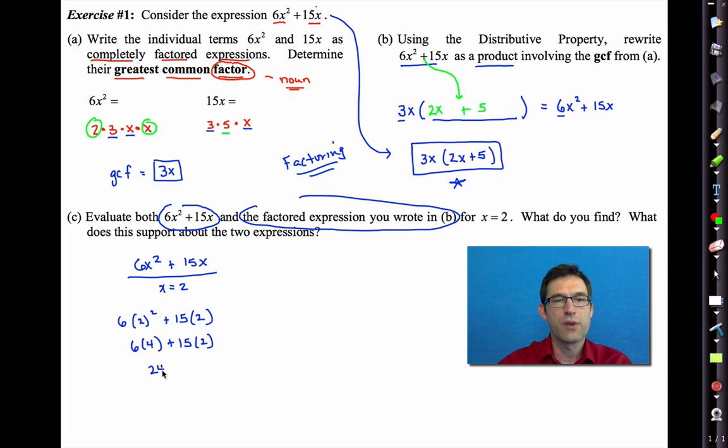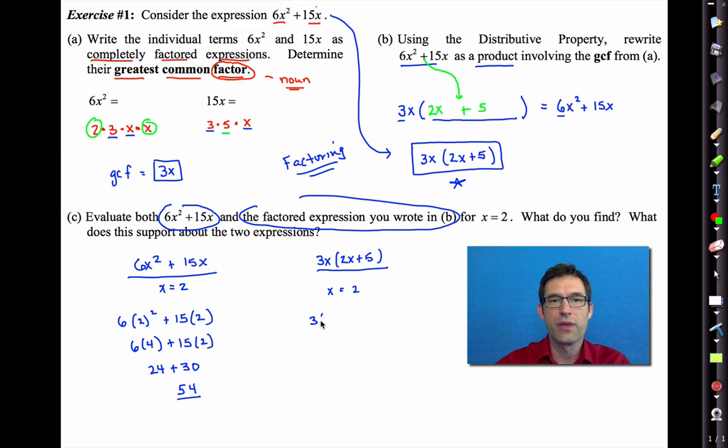Then we have to do the products. 6 times 4 is 24. 15 times 2 is 30. And then we add. And we get 64. We don't get 64, we get 54. All right. Now, let's evaluate 3x times 2x plus 5. Let's evaluate that one when x is equal to 2.